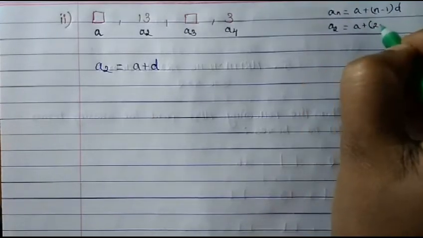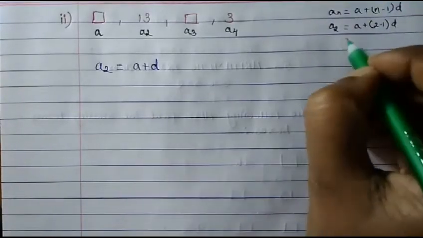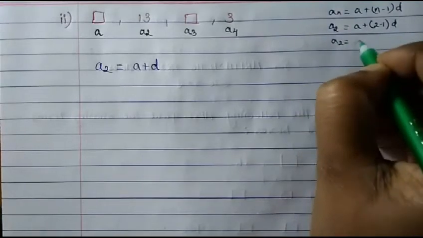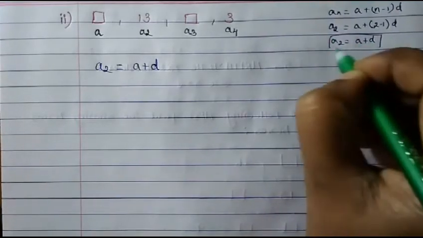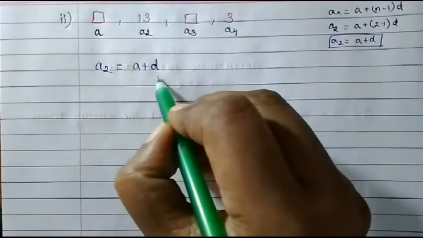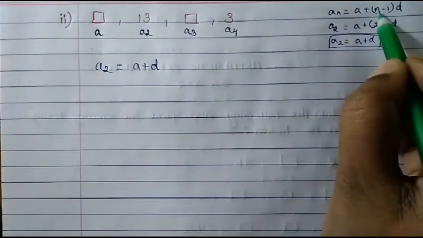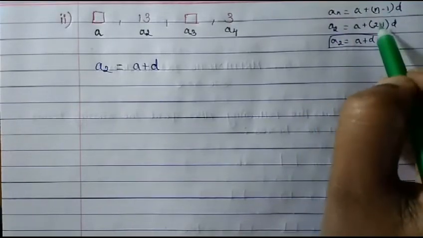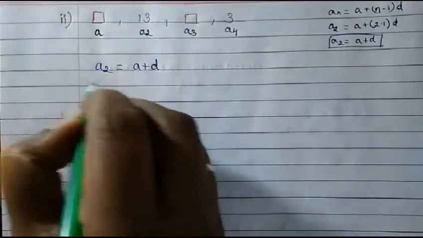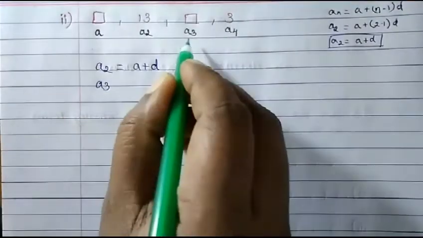The second term: 2 minus 1 gives D. So A2 is equal to A plus 2 minus 1, which gives us 1D. You see? So A plus D. The same way, A3 you can put here, 3 will come here. So A3 is A plus 3 minus 1, which will give us 2D. So for A3 also we can get it.